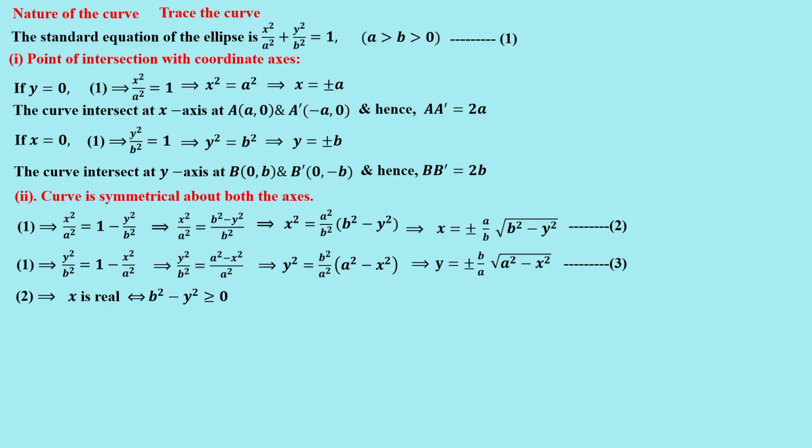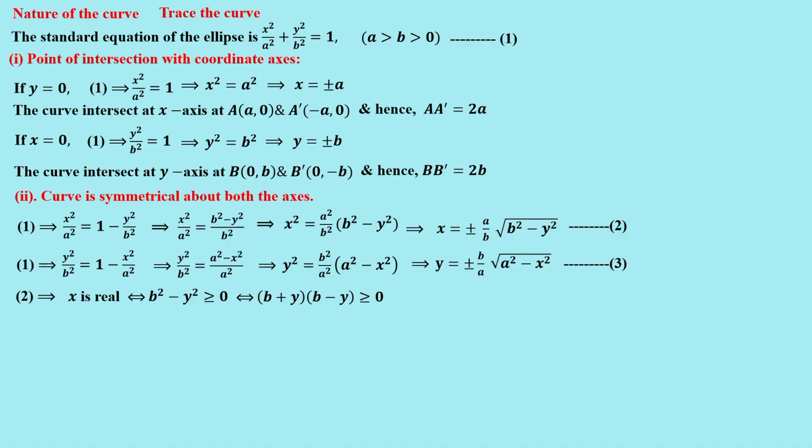So from equation 2, suppose x is real, then the term inside the square root should be non-negative, because that is the possibility. If it is positive, then x is real. Otherwise, if it is negative, we will get imaginary roots, as we know from the theory of equations. So x is real means definitely b square minus y square is greater than or equal to 0. That implies, using the a square minus b square formula, b plus y into b minus y is greater than or equal to 0.